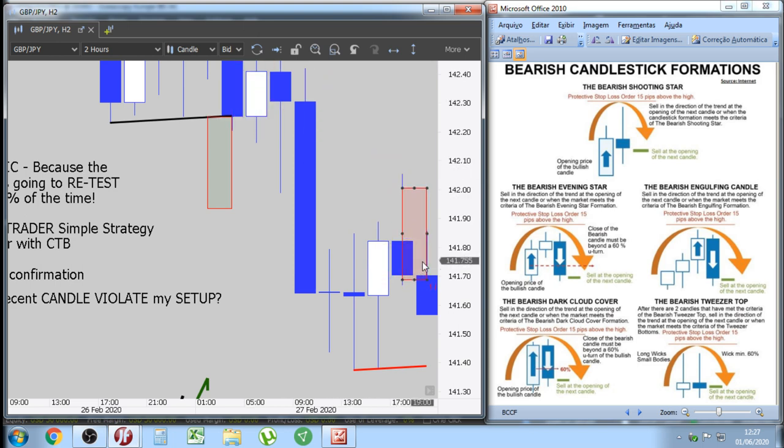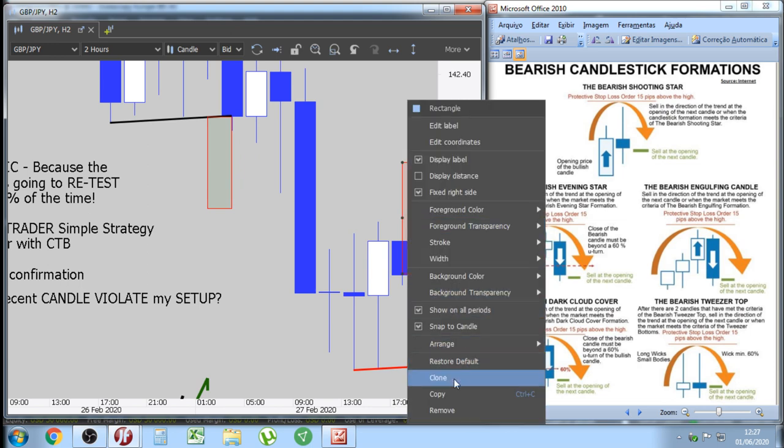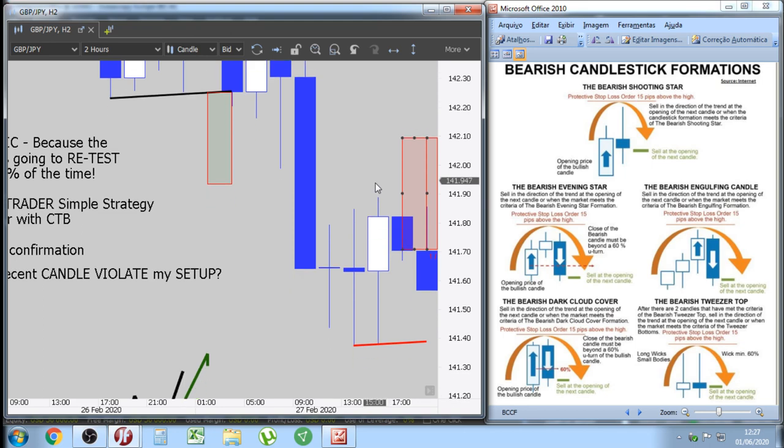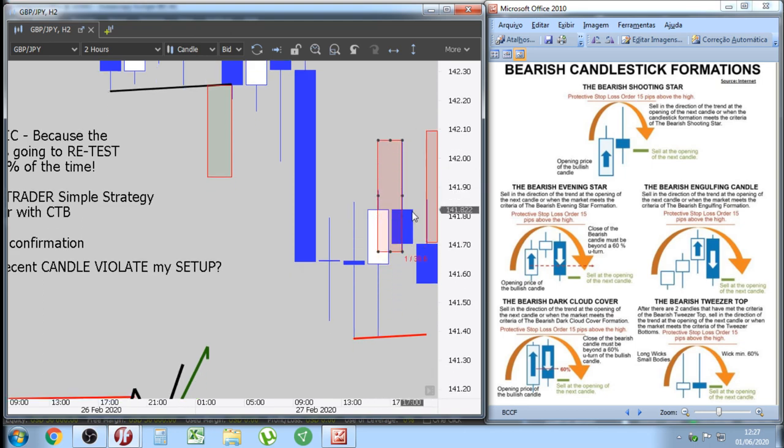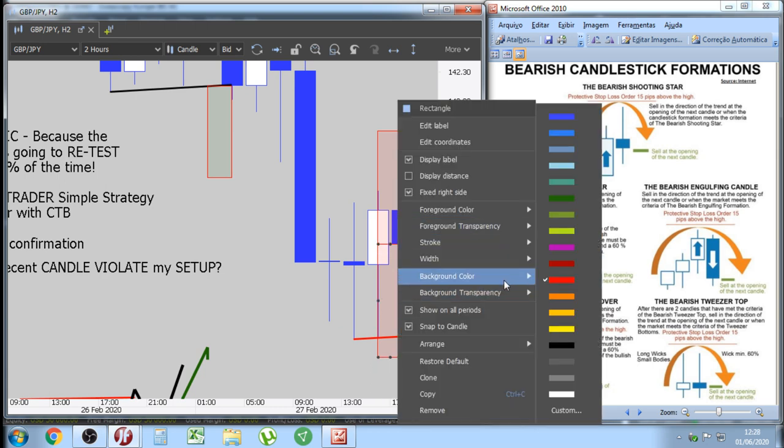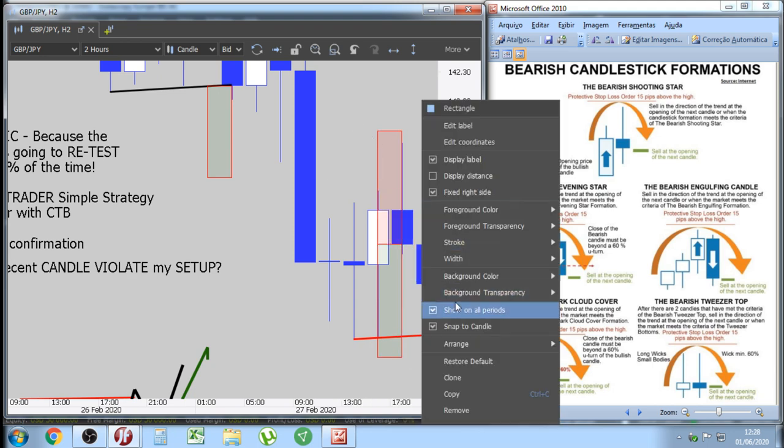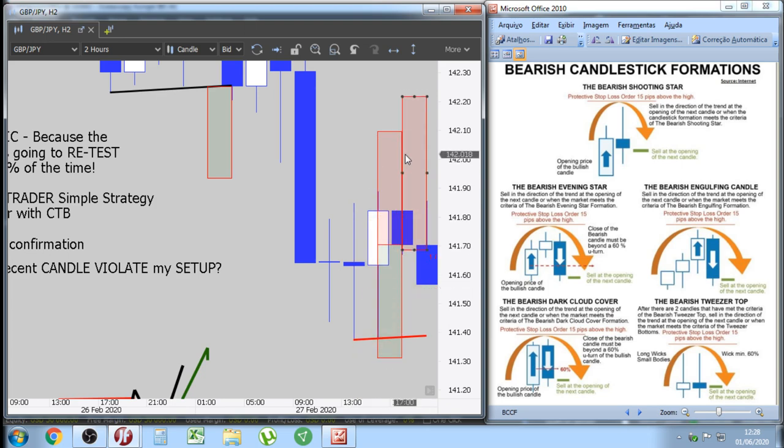So stop loss. Do you want your stop loss like this, or do you want your stop loss different? So the first stop loss is like this, the second stop loss is like this, close and open, okay. There you go, second stop loss, first stop loss. So this is the first, and this is the second.